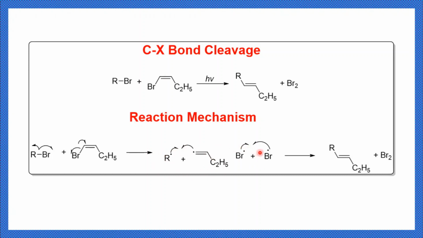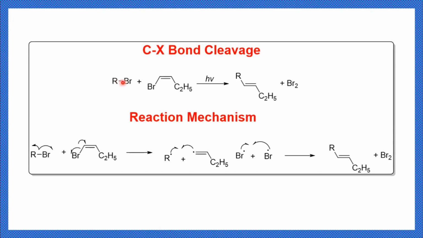So you will get this product, the trans product. The trans alkene is the most stable. Then these two Br radicals are generated from this alkyl halide and vinyl halide. They form a bond, and you will get this Br2 molecule. So this is simply the C-X bond cleavage, carbon-halide bond cleavage.